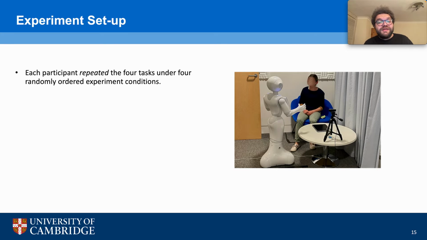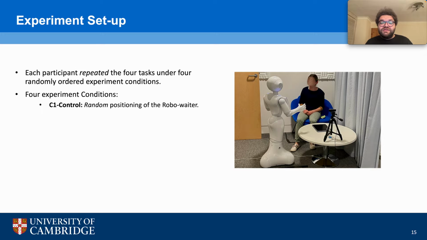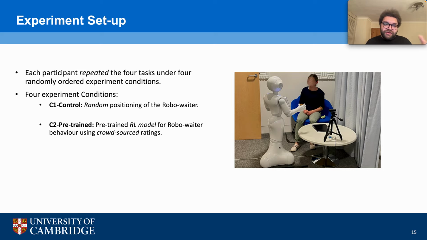Each participant repeated the 4 tasks with Pepper under 4 randomly ordered conditions. Thus, in a within-subject design, the participants saw 4 different versions of Pepper performing the same tasks, one after the other. The first condition was the control condition, where Pepper randomly positioned itself throughout the 4 tasks. For the second condition, we used the pre-trained reinforcement learning model trained on the crowdsourced data to govern Pepper's behavior.